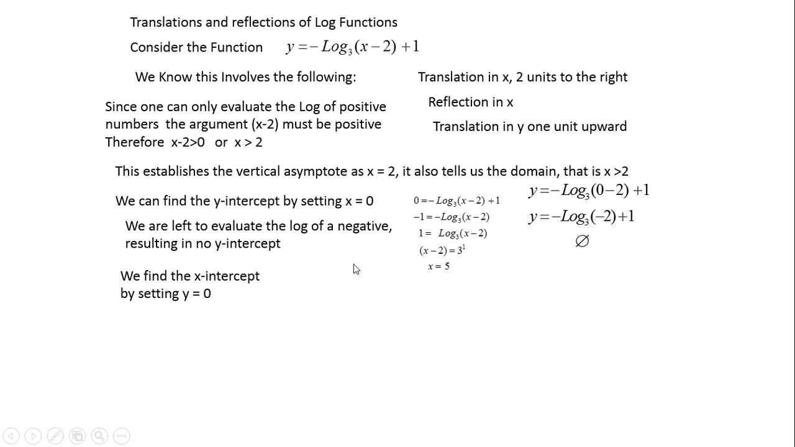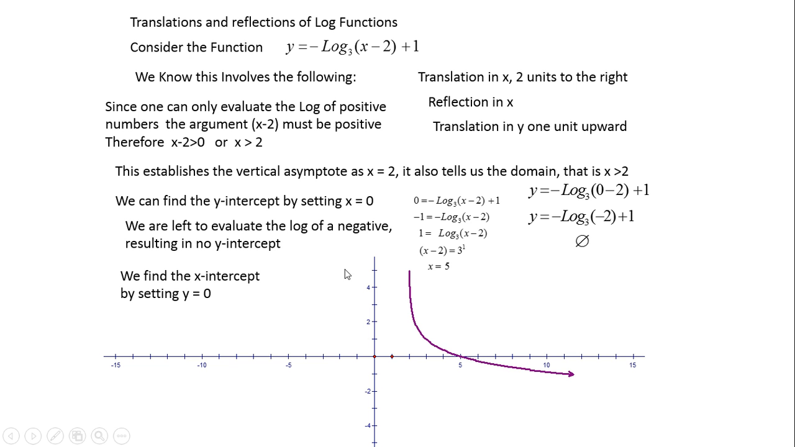So what do we have? We have a log function, as shown here. We have the vertical asymptote at x equals 2, we have the graph defined for all values greater than 2, which is what we determined up here, and we have an x-intercept at 5. And there is our graph. And that does it for our consideration of log graphs.